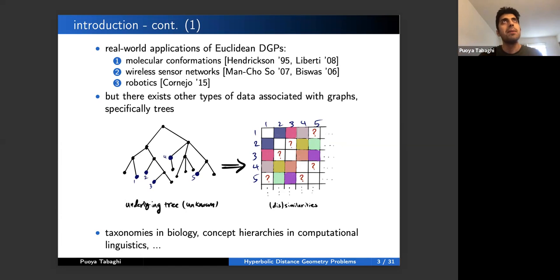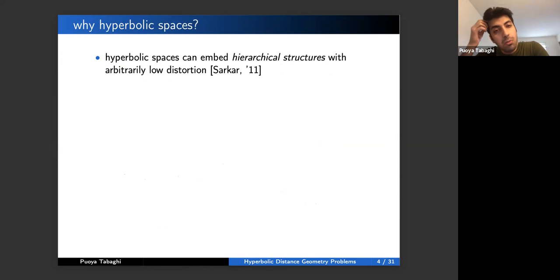And if you want to embed these words and find a vector representation for these words, then we want to leverage these hierarchies so that we get a better, more meaningful embedding for them, and subsequently perform different natural language processing tasks more efficiently. So why are we considering hyperbolic spaces?